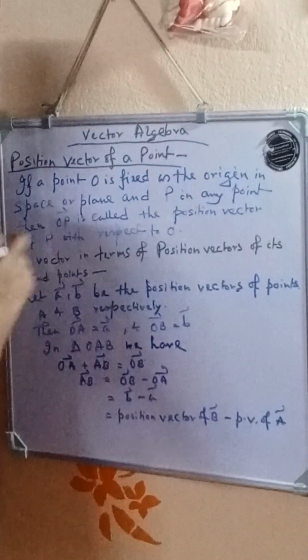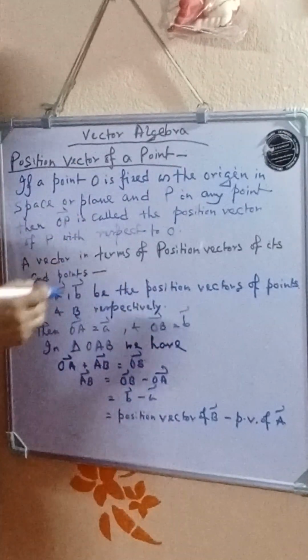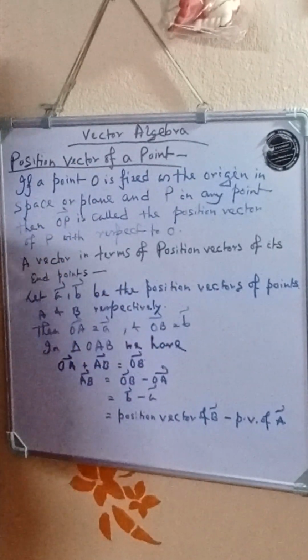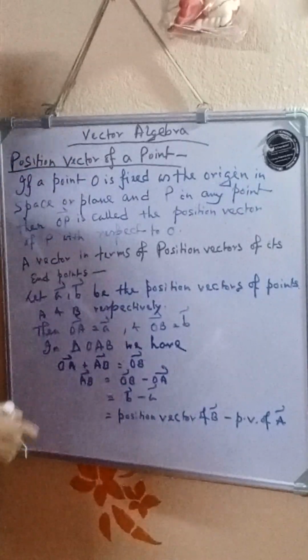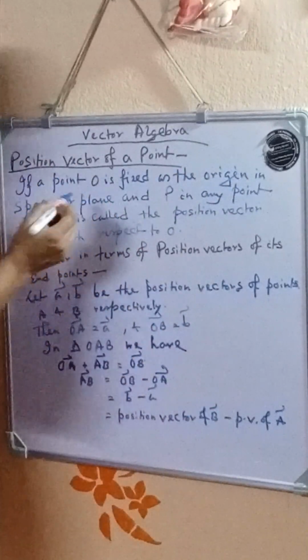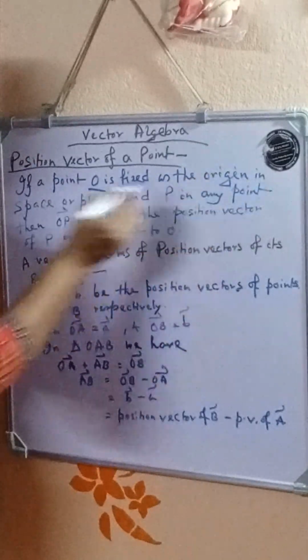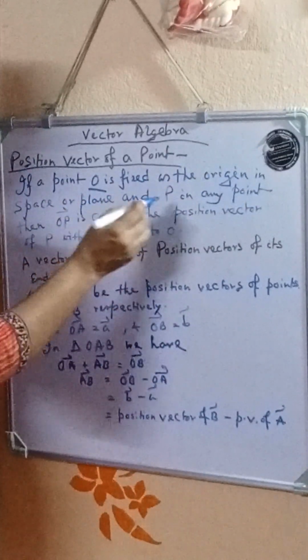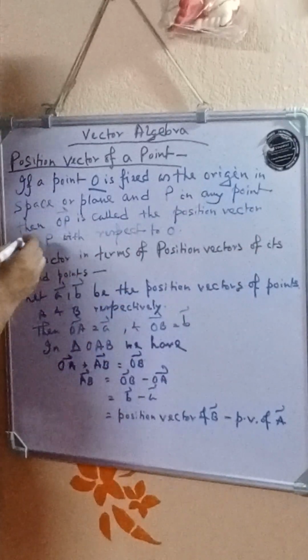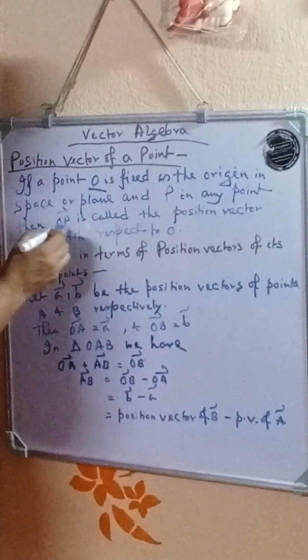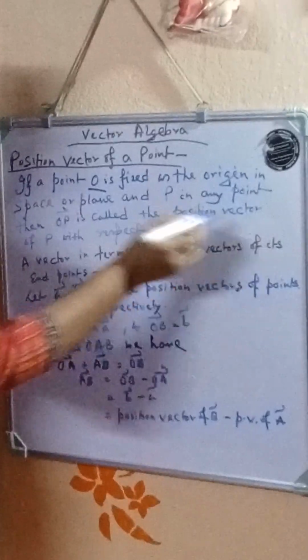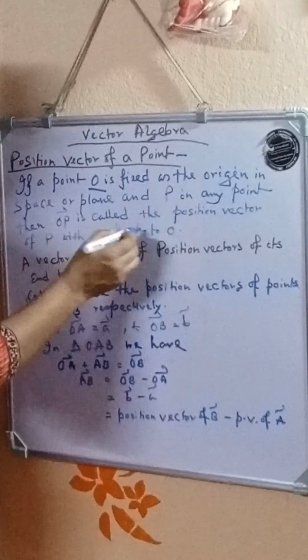I am going to discuss vector algebra. Position vector of a point. If a point O is fixed as the origin in space or plane and P is any point, then OP is called the position vector of P with respect to O.